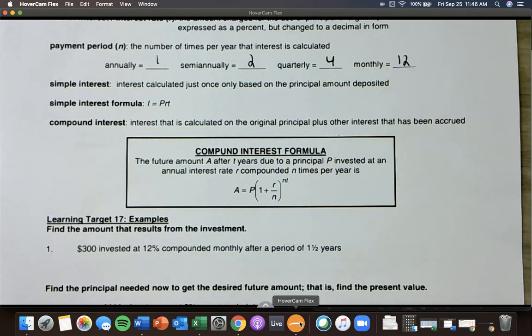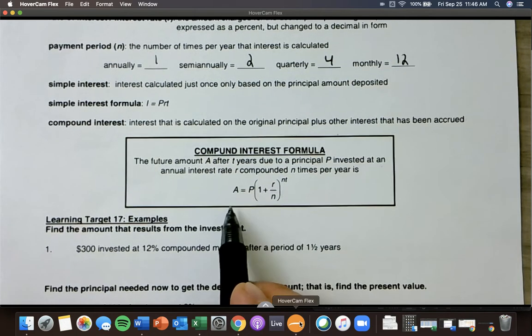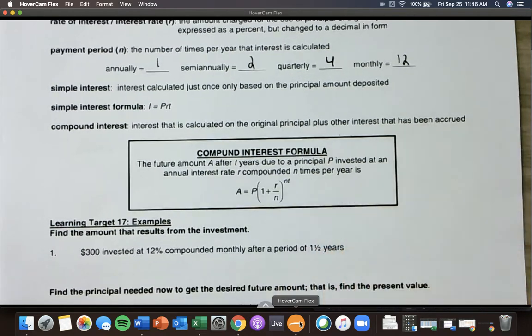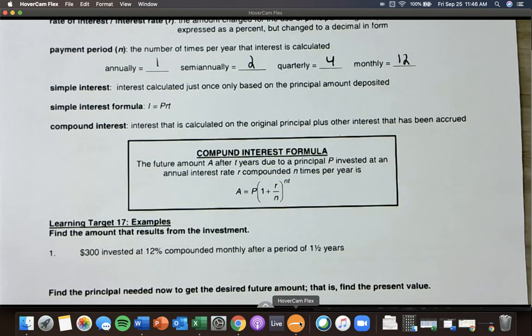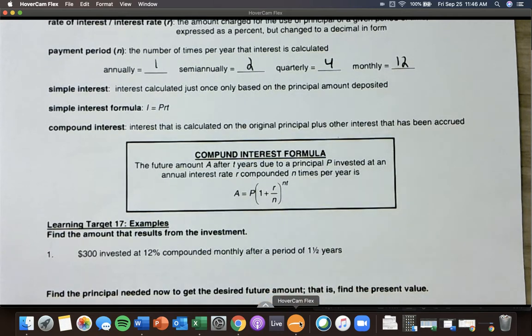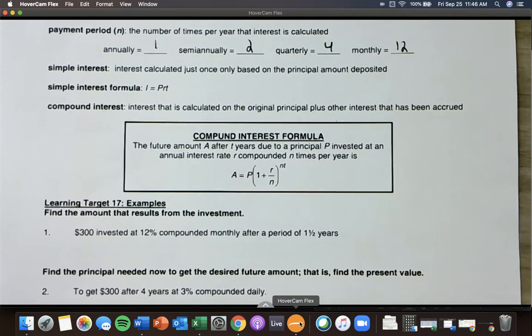I know there's a lot of variables in this, but when we break it down, it gets a lot simpler. A here is just how much money that loan or bank account is going to have after the amount of time, which is T in years, due to the principal P, which is how much was initially invested. Then it's using R, which is the interest rate, and however many times it's compounded, we write as our N. Let's look at a problem, and it'll probably get a lot more clear.